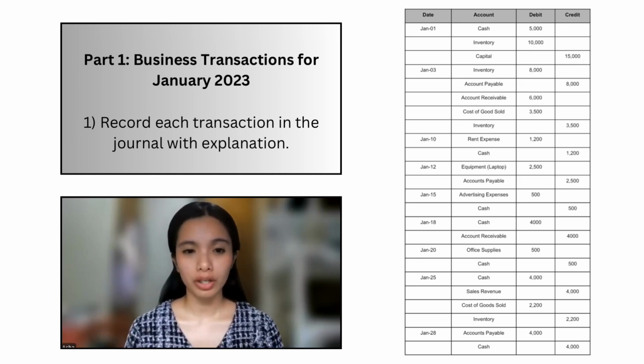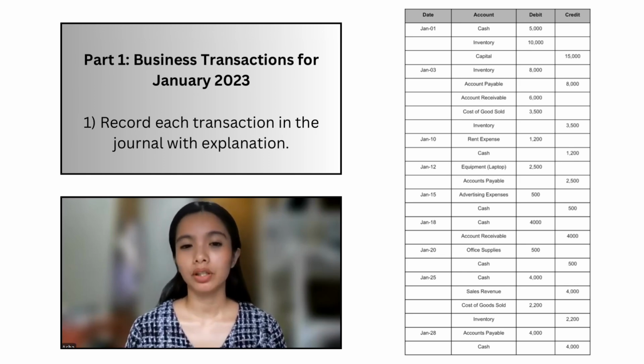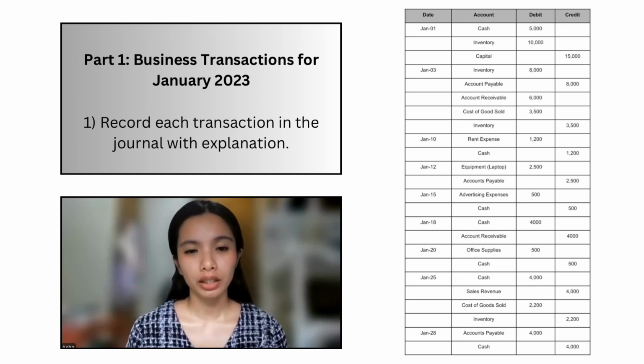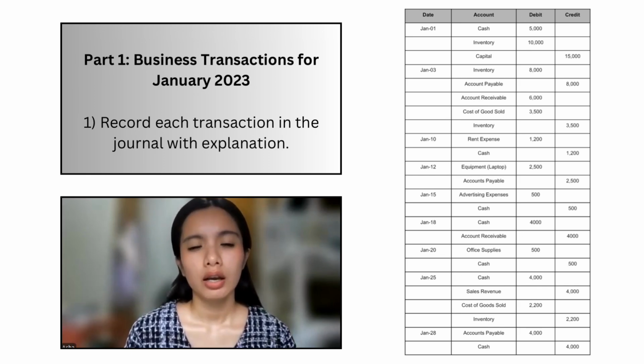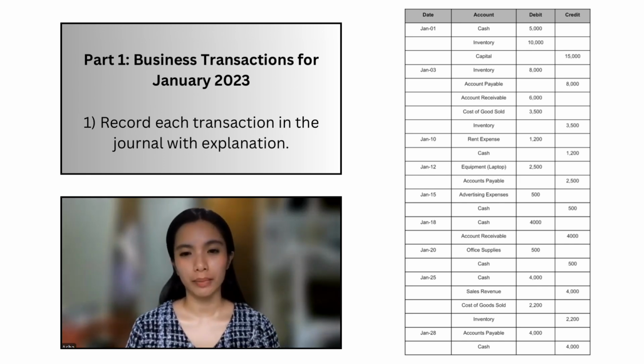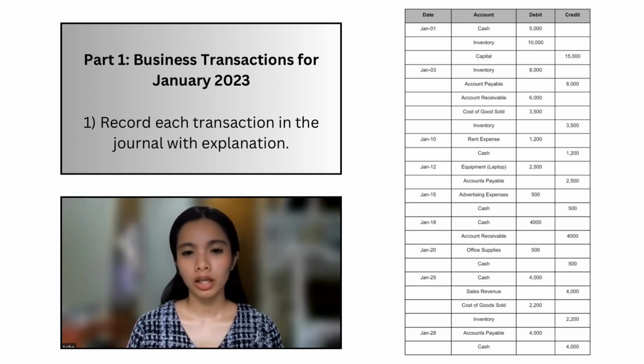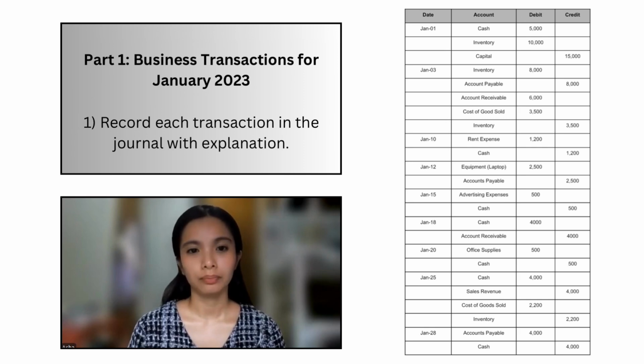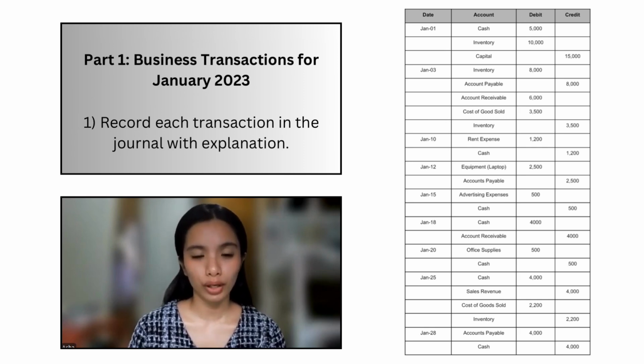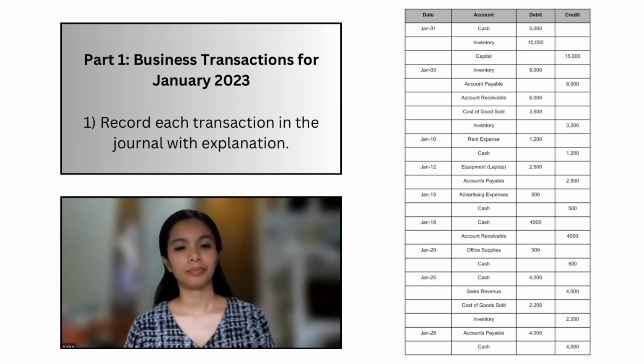On the 15th January, advertising expenses 500 on the debit side, cash on the credit side 500. On the January cash account, we have 400 on the debit side, account receivable on the credit side 400. January 20th, we have office supplies on the debit side, we have 500. Cash, we have 500 as well on the credit side.